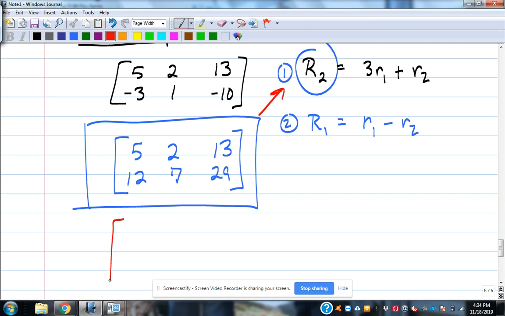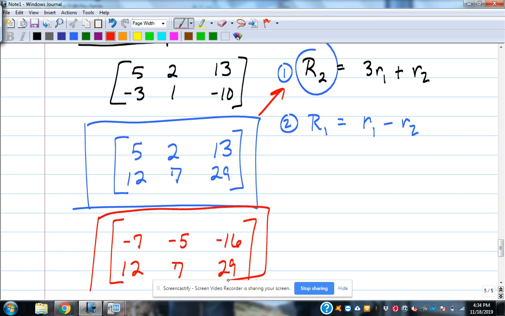So we're going to go, okay, well, which one is changing now? Row 1's the one changing. So row 2 doesn't change: 12, 7, 29. So I'm taking row 1 minus row 2, and that answer goes in the place of row 1. So row 1 is 5 minus 12, which would be negative 7. 2 minus 7 would be negative 5. 13 minus 29 would be negative 16. And then that is the answer to the second operation.